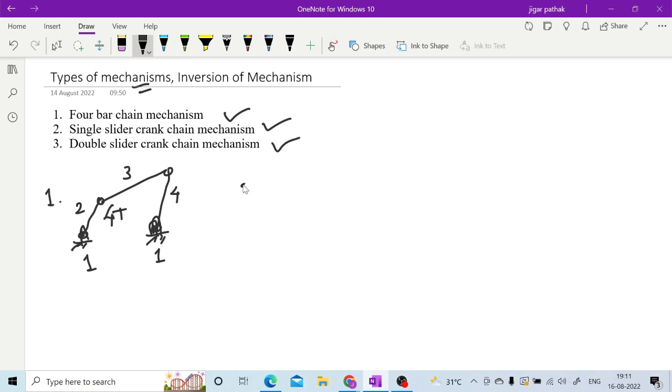Now when you go for the next one, in your single slider crank chain mechanism, what you have is, kindly mute yourself, everyone, please.